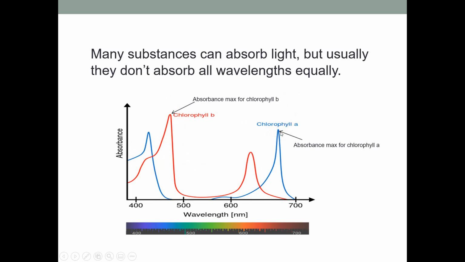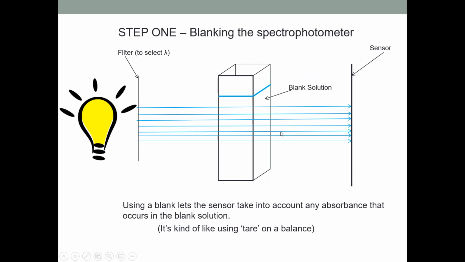So let's take a look at our spectrophotometer. This is the basic setup of any spectrophotometer. You have a light source here on the left, and that usually is going to shine white light. That's light that contains all of the wavelengths of the visible spectrum. It'll have a filter so that you can select exactly which wavelength of light you want to pass through that filter. It'll have a sample chamber, and then on the far side you'll have a sensor that registers how many photons of light are striking it.